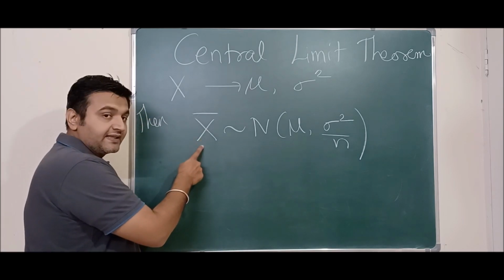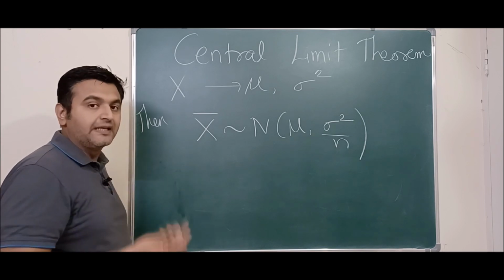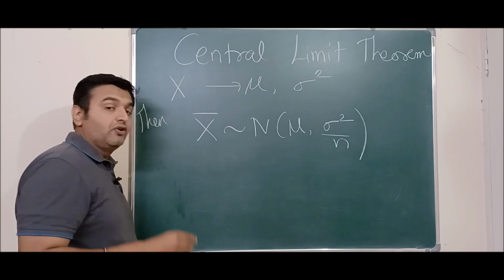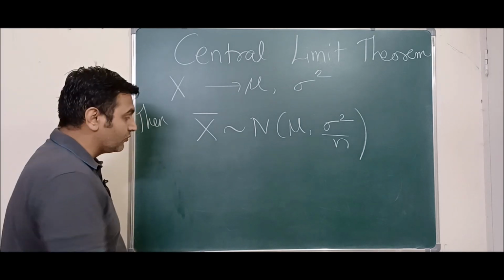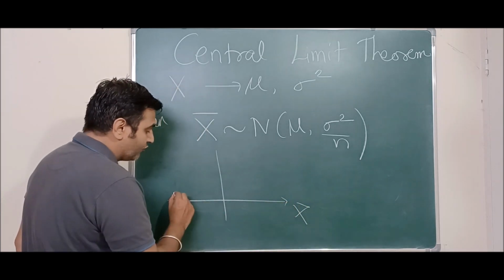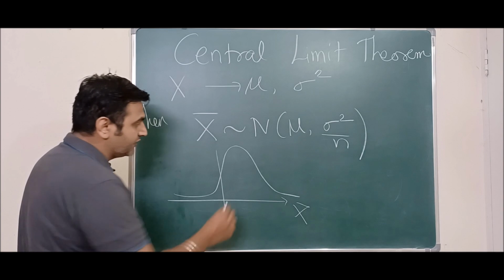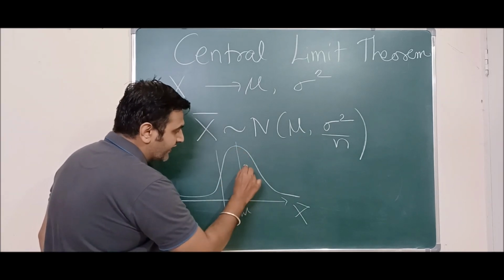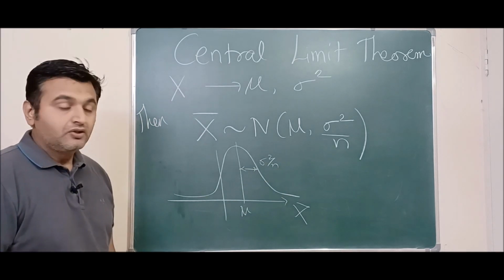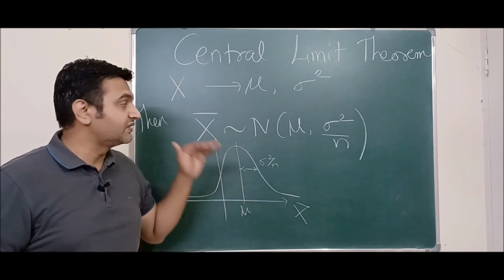Okay, so this is a statistic, and if you find the probability distribution of x bar, which we call the sampling distribution, then the sampling distribution of x bar will always be normally distributed. When you plot the sampling distribution of x bar, you will always get a normally distributed curve, that is a bell-shaped curve with mean mu and variance sigma square by n. So that's the beauty.